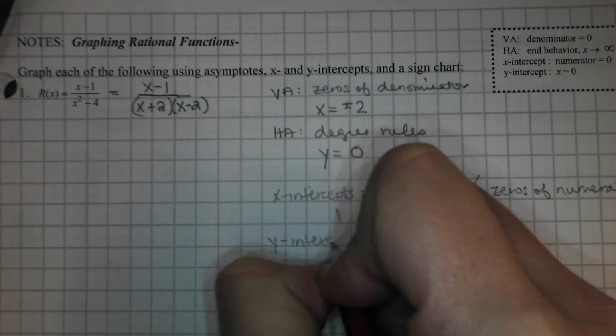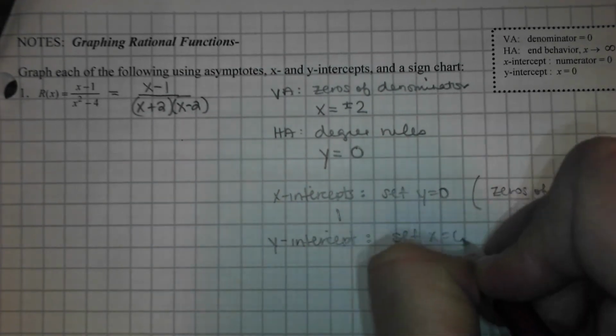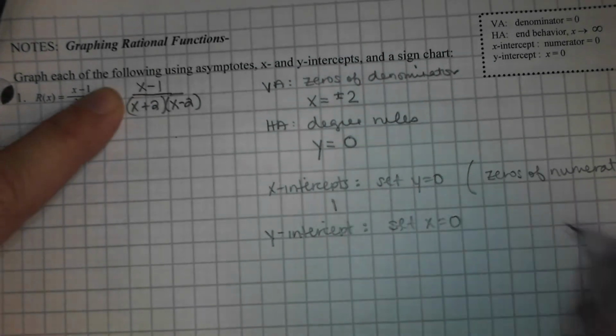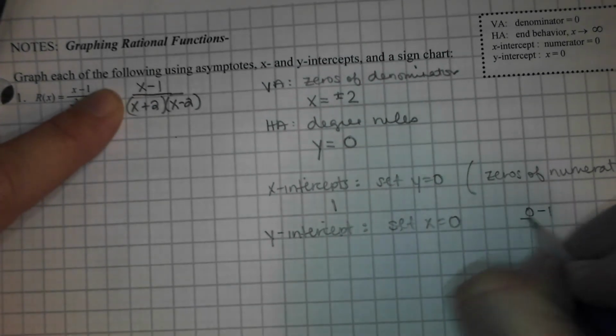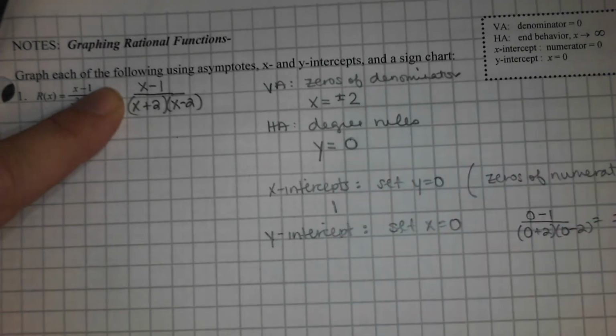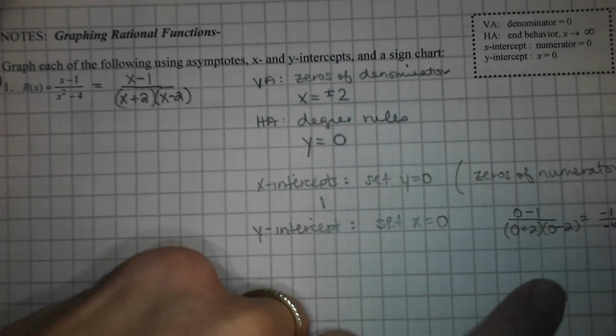In your y-intercept, you set x equal to 0, and you literally do that. So in this particular case, that would be 0 minus 1 over 0 plus 2 times 0 minus 2. So that's going to be a negative 1 over a negative 4. So your y-intercept is at 1/4.